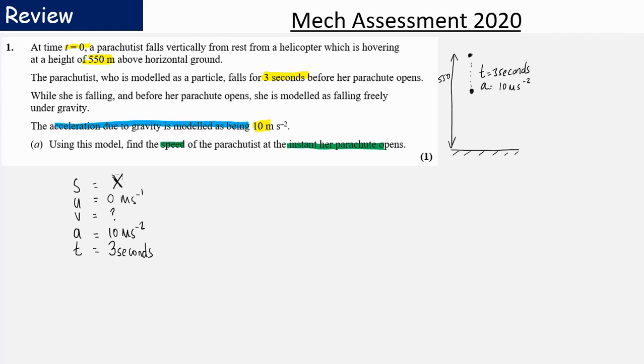So when I'm looking for an equation that has all of these points in it, without distance, the only one that will do that is v equals u plus at. Substituting what I've got there, final velocity is what I want, so this is nice and easy: 0 plus the acceleration was 10, and the time she was going to fall for was 3 seconds, giving you 30 meters per second, and that becomes your final answer.